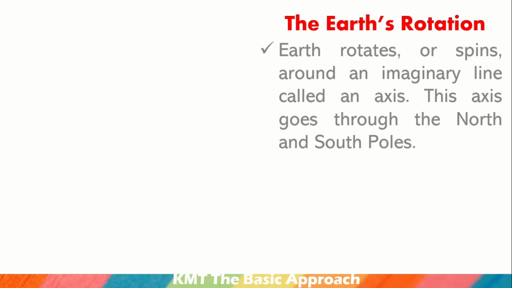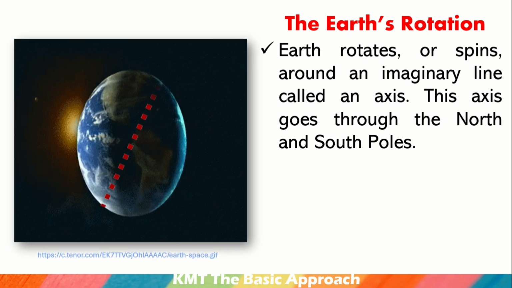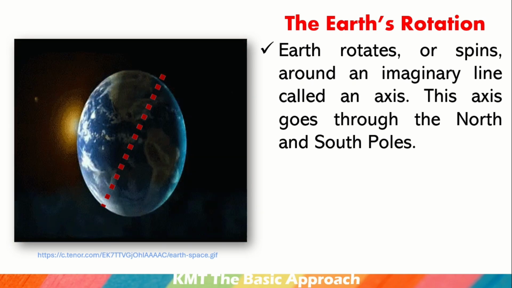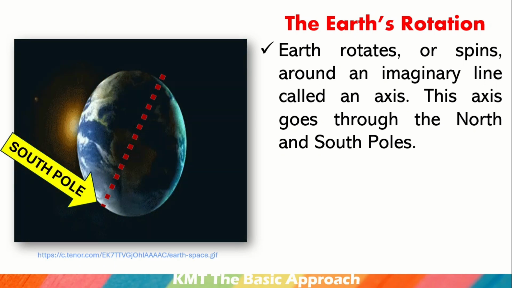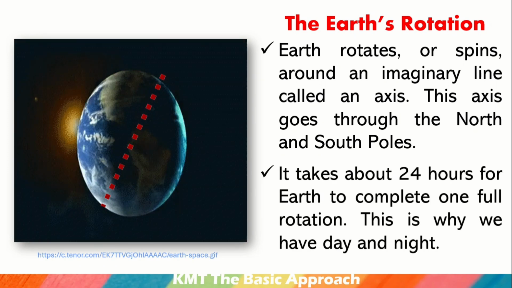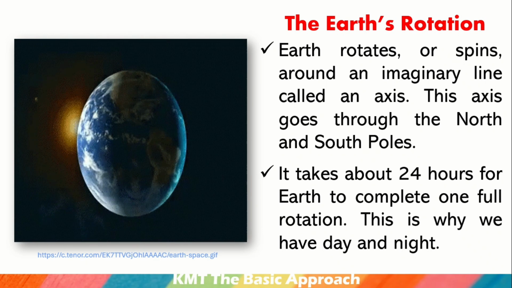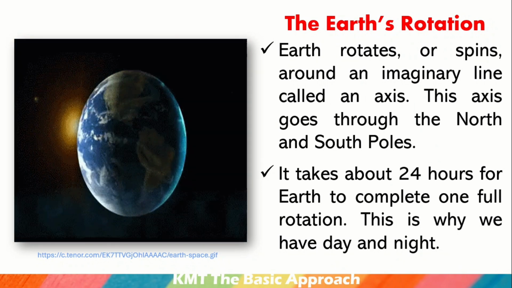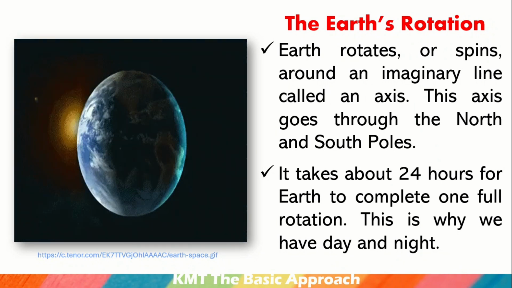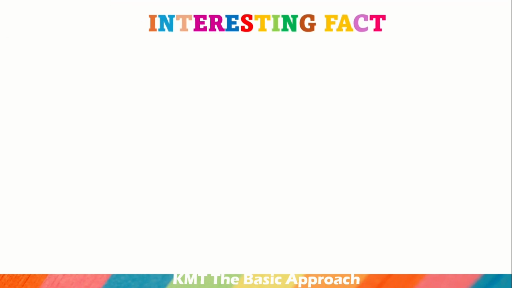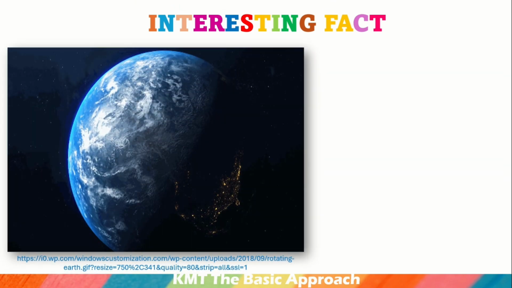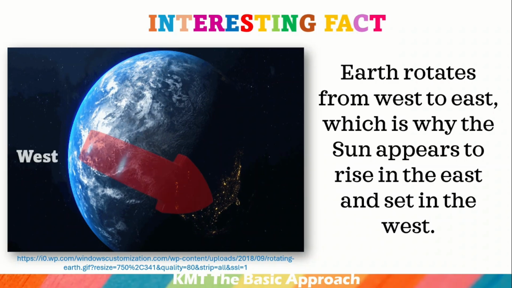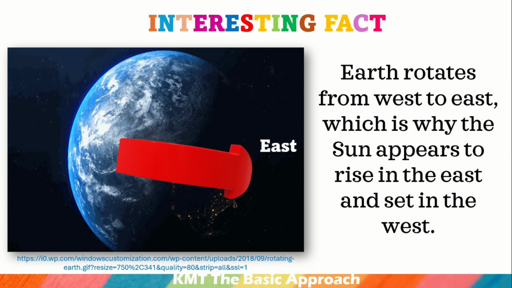The Earth's rotation. Earth rotates or spins around an imaginary line called an axis. This axis goes through the north and south poles. It takes about 24 hours for Earth to complete one full rotation. This is why we have day and night. This is also the reason why 24 hours is equivalent to one day. Interesting fact. Earth rotates from west to east, which is why the sun appears to rise in the east and set in the west.